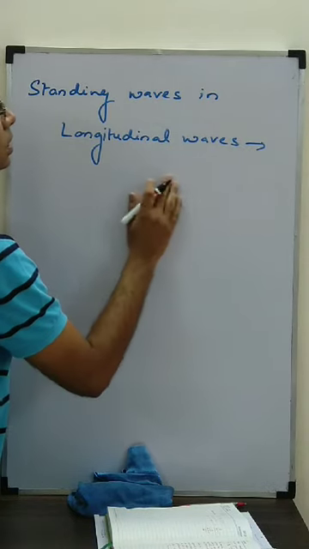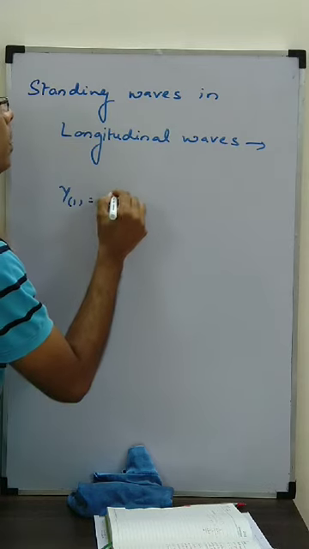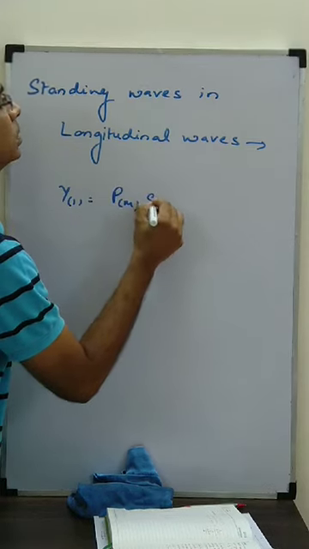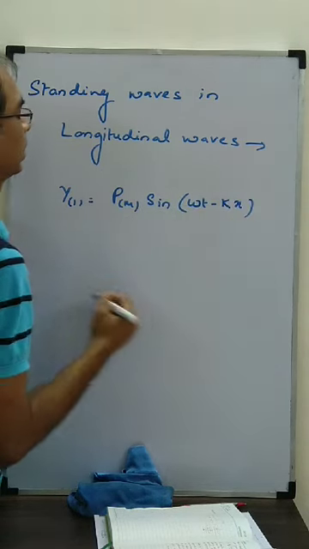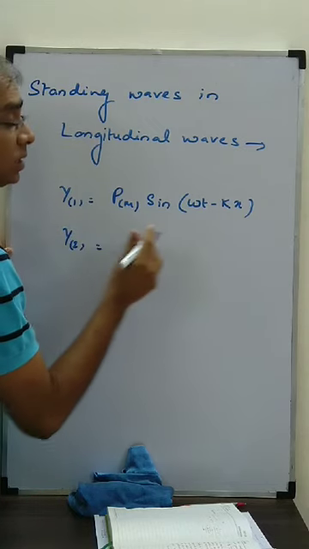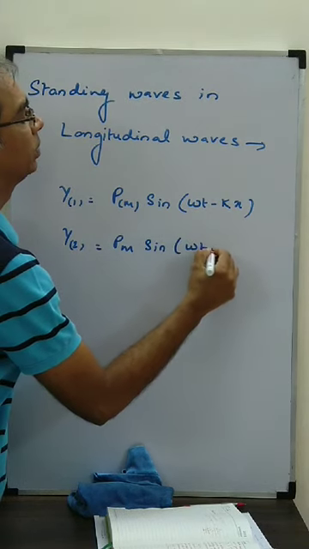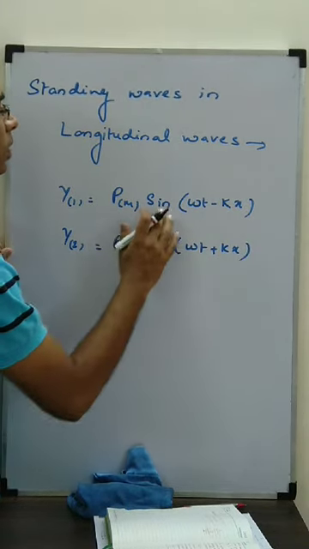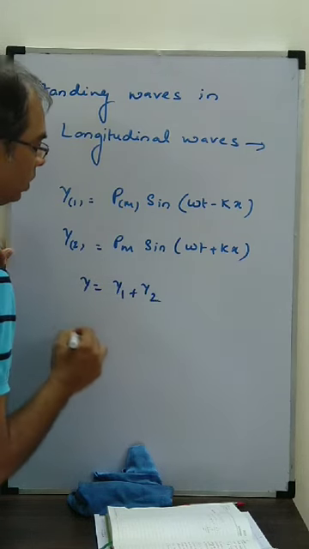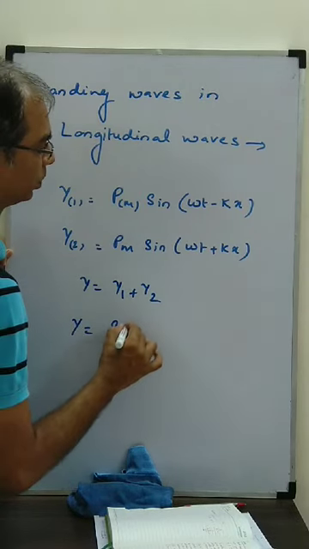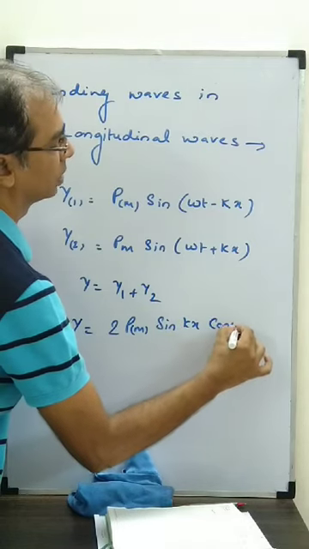Again, it's an interference only. So if we say that one wave is represented by, let's say, Pm sine omega t minus kx, and the other one, a reflected one, Pm sine of omega t plus kx. When we add both of them, y equal to y1 plus y2, we know what comes: y equal to 2 Pm sine kx cos omega t.